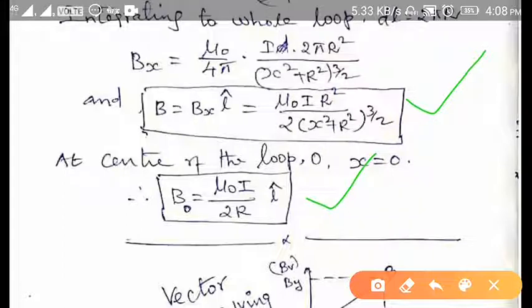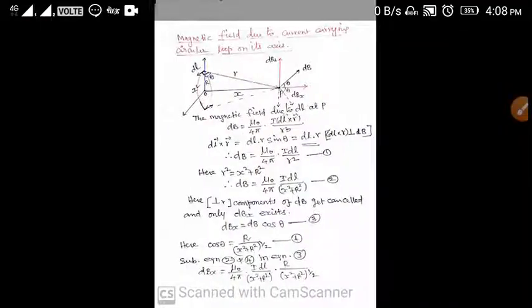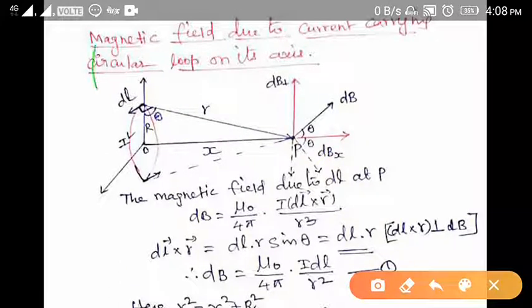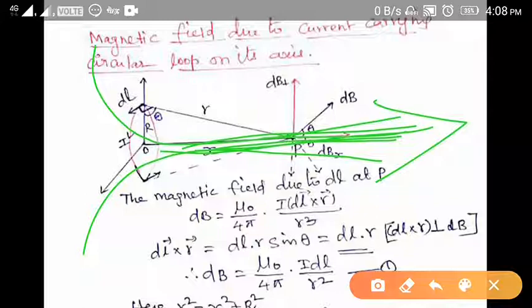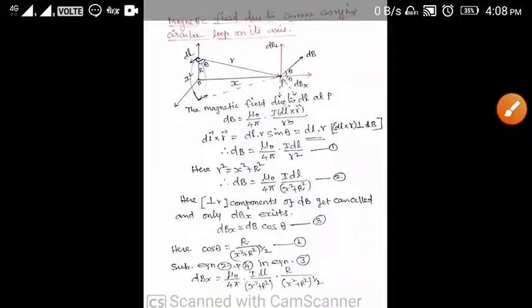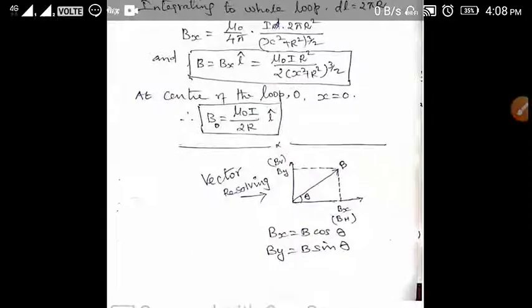Now we can show the direction of the magnetic field by the right hand thumb rule. The magnetic field will be in this direction, along the x axis only. So we take i cap, the unit vector along the x axis. This is a very important question for 2 or 3 marks, and we can also expect numericals.